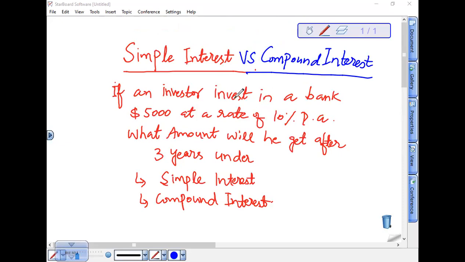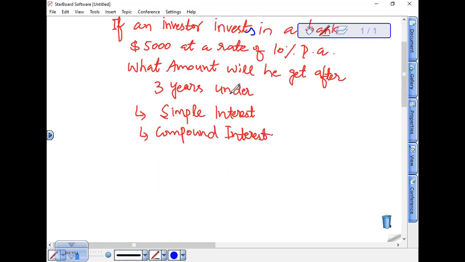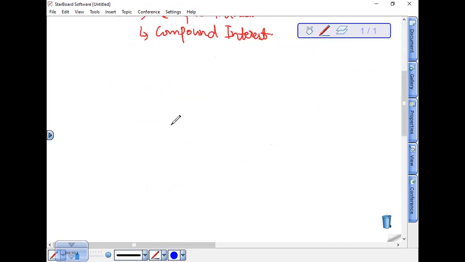If an investor invests $5,000 in a bank at a rate of 10% per annum, what amount will he get after 3 years if he uses the calculation under simple interest and compound interest? Separately, we will see this. How does it work? The simple interest calculation and compound interest.